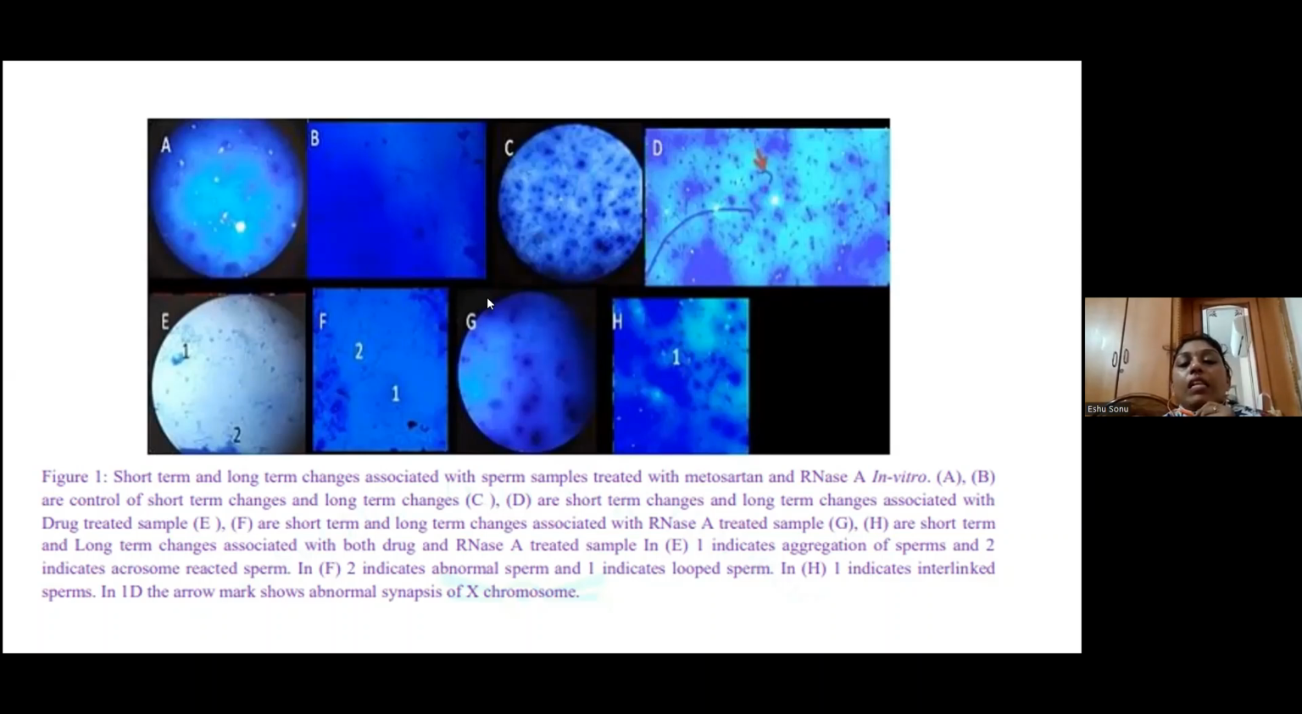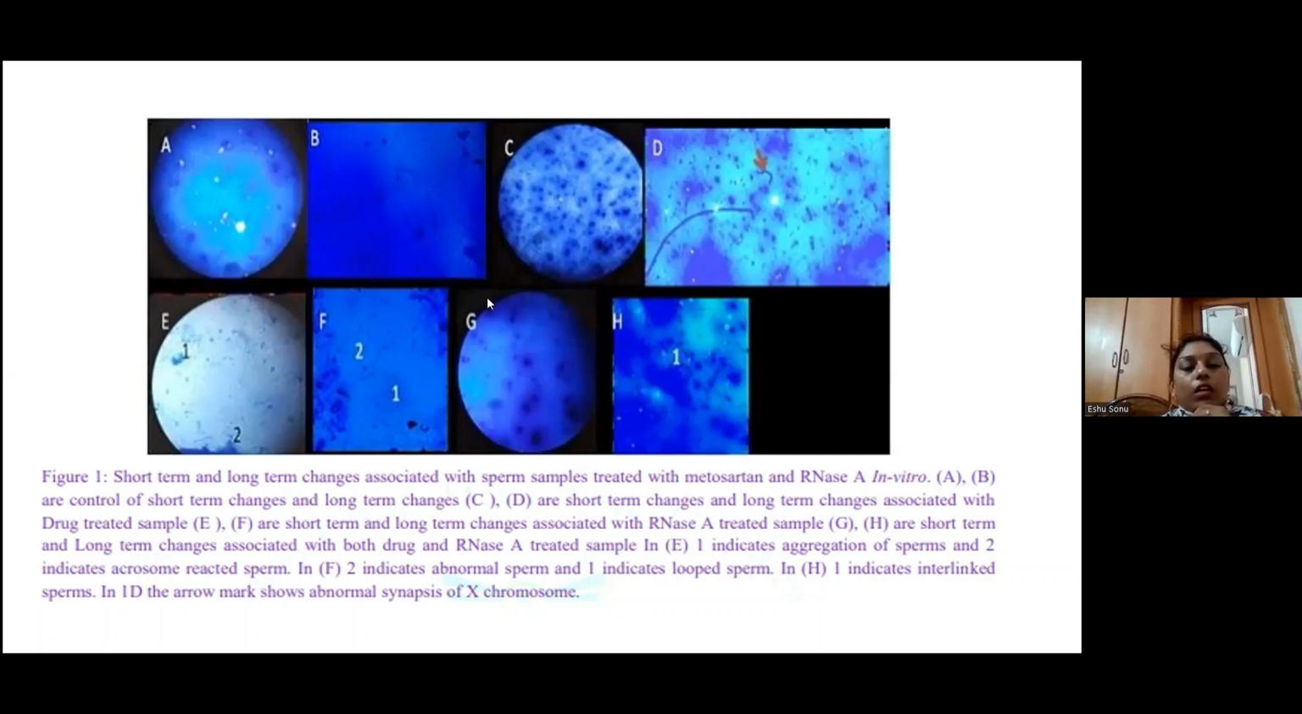So in females, this drug doesn't affect much because it indicates normal segregation of the X chromosome. But Y chromosome containing males will be affected more. And E and F are the groups treated with the RNase and metosartan.